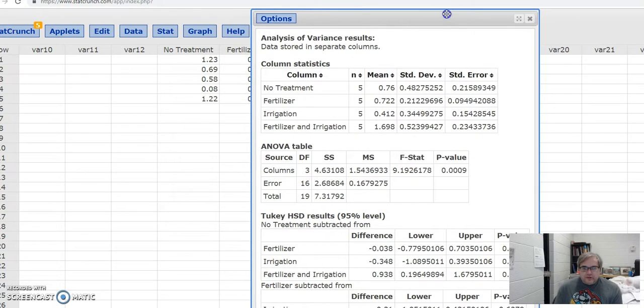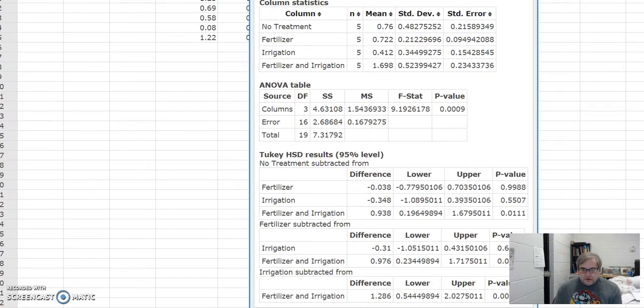And I would definitely reject here. You can look at the Tukey results if you want. I'll let you pause it if you want to go through them, but it looks to me like no treatment, fertilizer, and irrigation are looking pretty much the same, and fertilizer and irrigation together is different. If we look at the mean, it's much larger, so that would make sense if they're measuring either yield or growth.